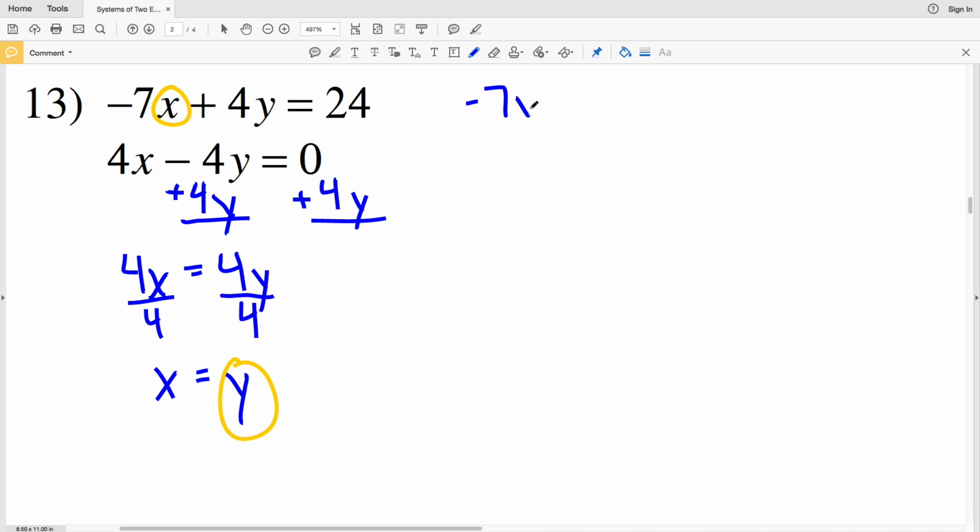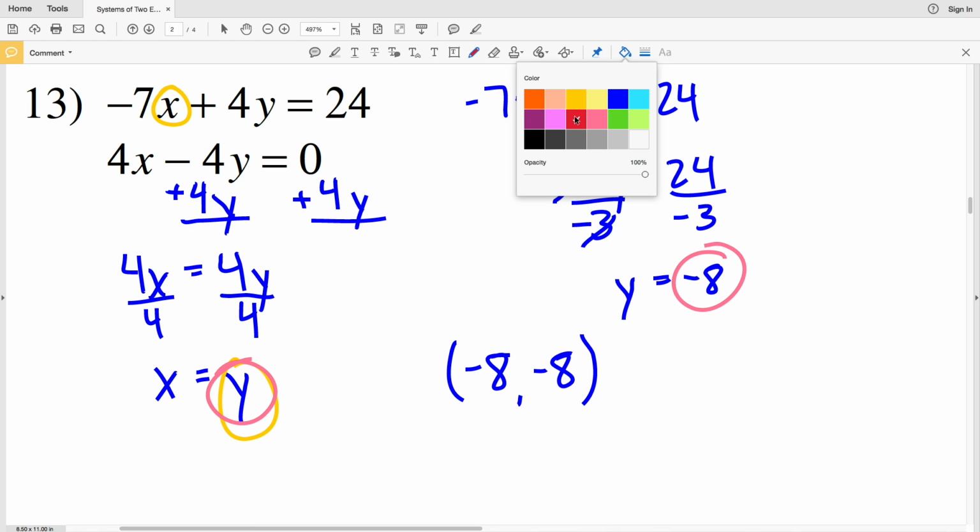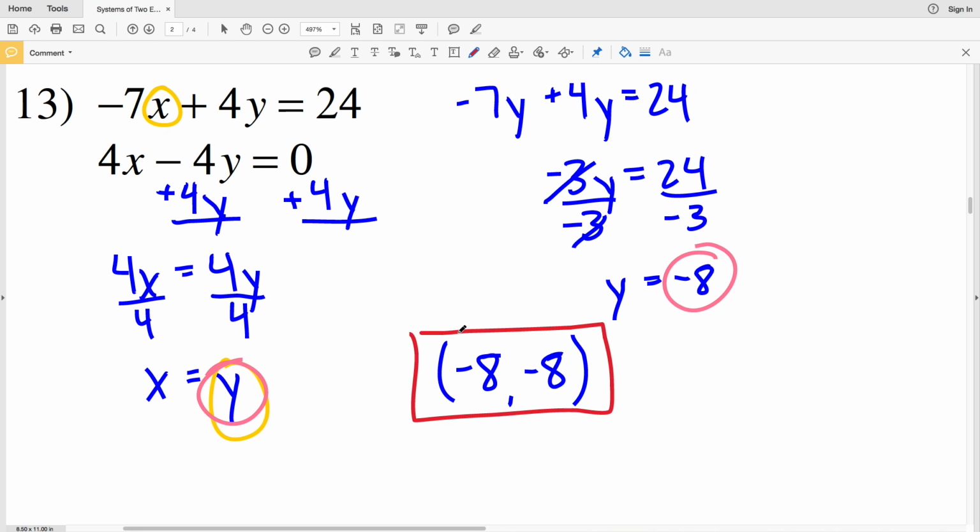Therefore, negative 7 times y, since x is equal to y, plus 4y equals 24. Negative 7y plus 4y will be negative 3y, and that's equal to positive 24. When I divide by negative 3, I'll get that y is equal to a negative 8. But remember that y is equal to x, or x is equal to y, so negative 8 is also equal to x. Therefore, in number 13, I have negative 8 as my solution.